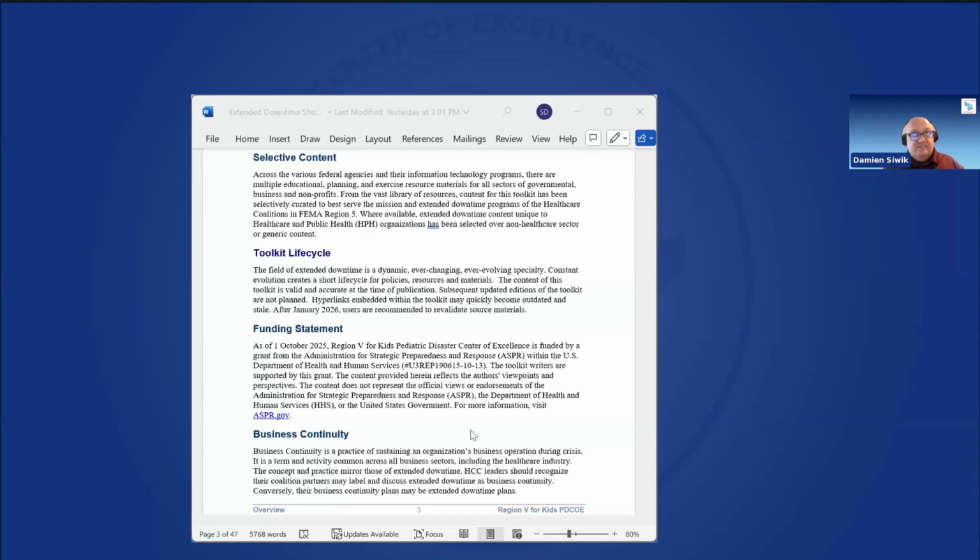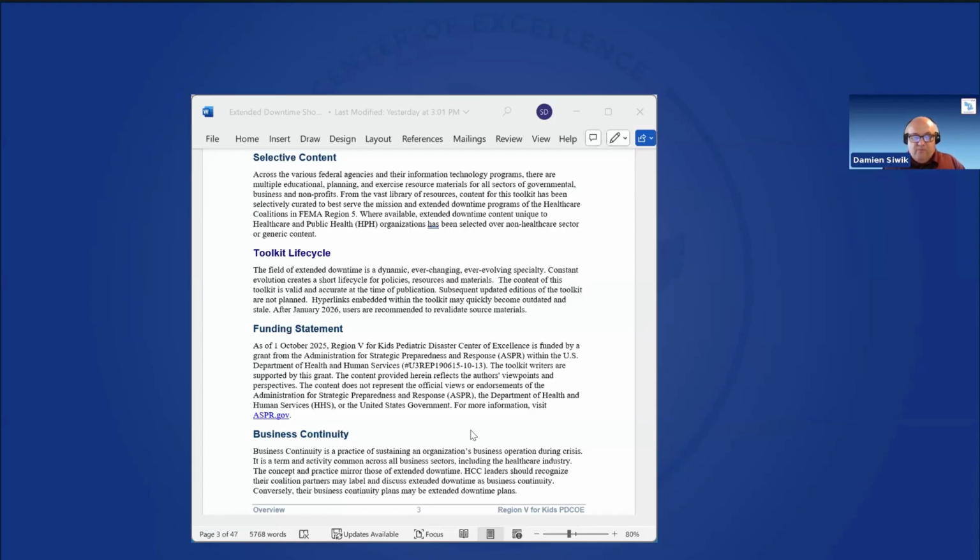And also recognize that your partners, if you identify a gap through the extended downtime assessment, may already have a plan to address that, but they call it business continuity and not necessarily extended downtime.